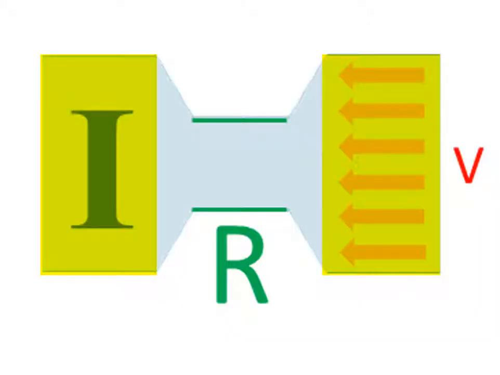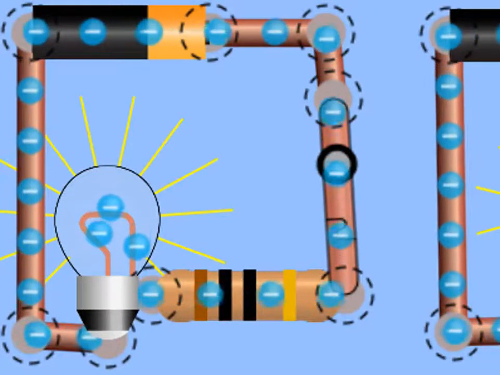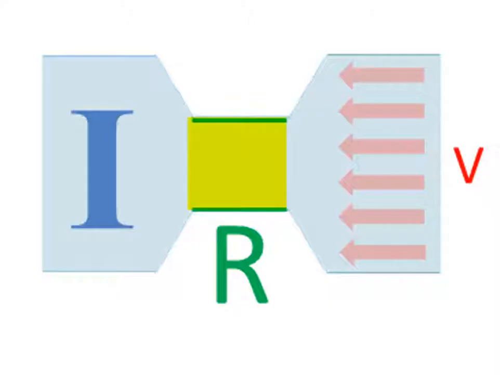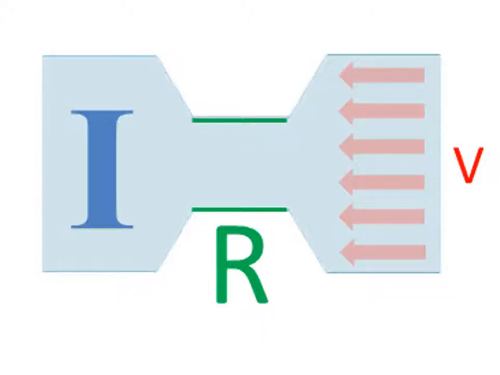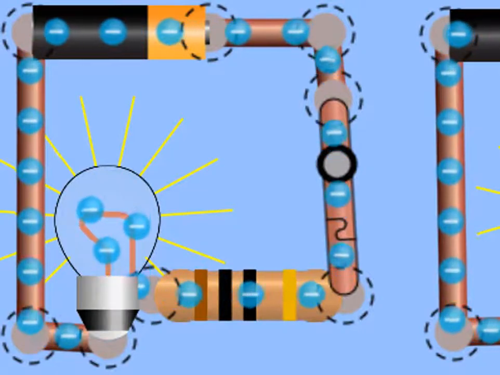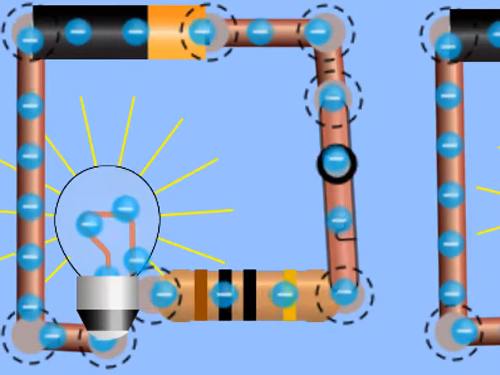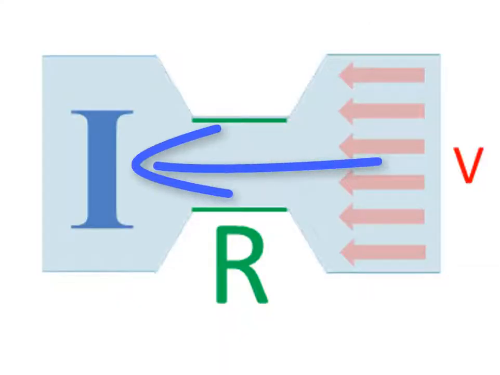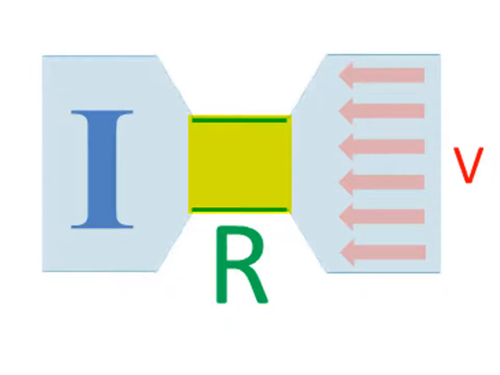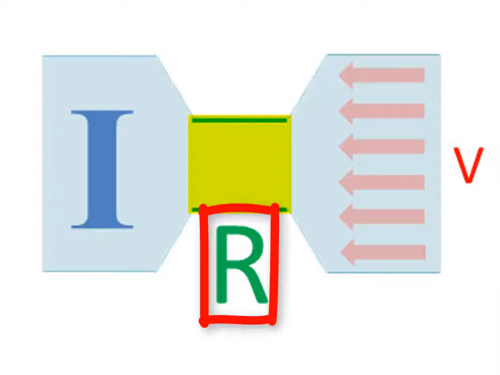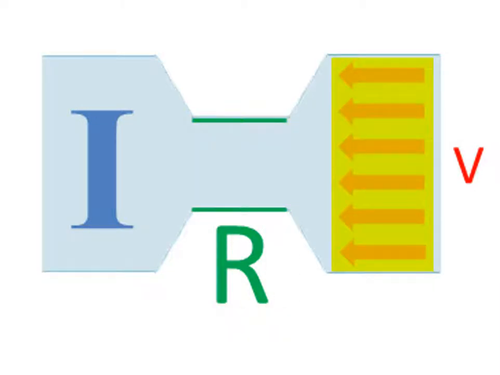These big pipes are like good conductors. It is easy for the water to flow through them, just like it's easy for the charges to flow through the good conductors. This narrow pipe is like a resistor. It's more difficult for the water to flow through the narrow pipe, just as it's more difficult for the charges to flow through the resistor. The rate at which the water flows is like current strength I. How thick the pipe is related to resistance R. How hard the pump pushes is related to the voltage supplied by the battery.